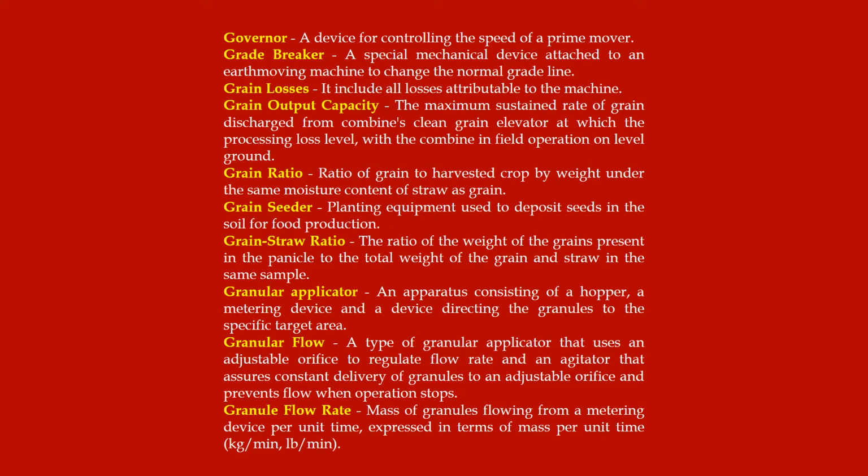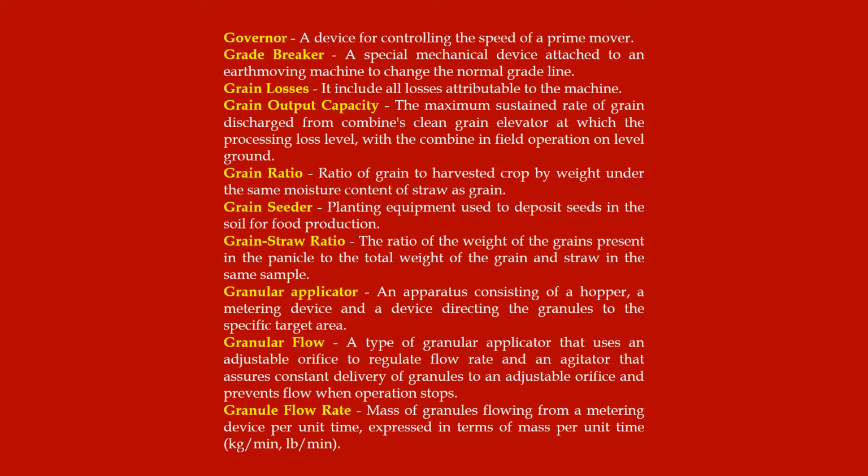Grain straw ratio. The ratio of the weight of the grains present in the panicle to the total weight of the grain and straw in the same sample. Granular applicator. An apparatus consisting of a hopper, a metering device and a device directing the granules to the specific target area. Granular flow. A type of granular applicator that uses an adjustable orifice to regulate flow rate and an agitator that assures constant delivery of granules to an adjustable orifice and prevents flow when operation stops.